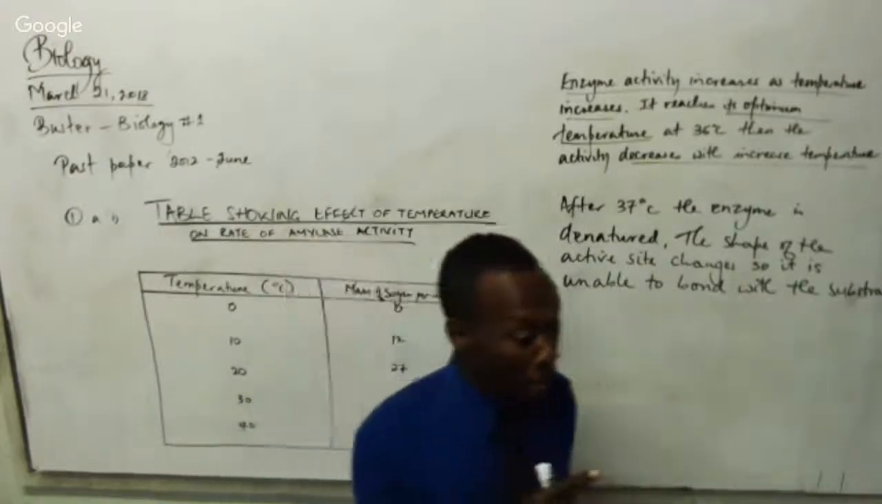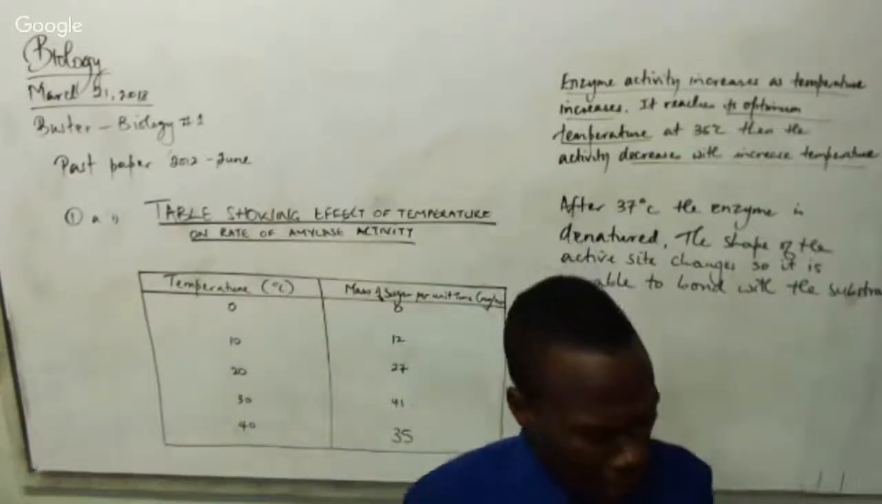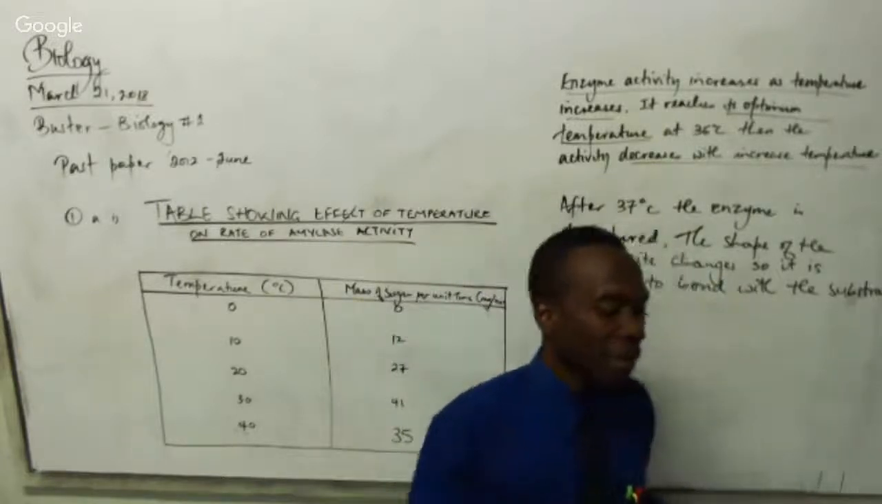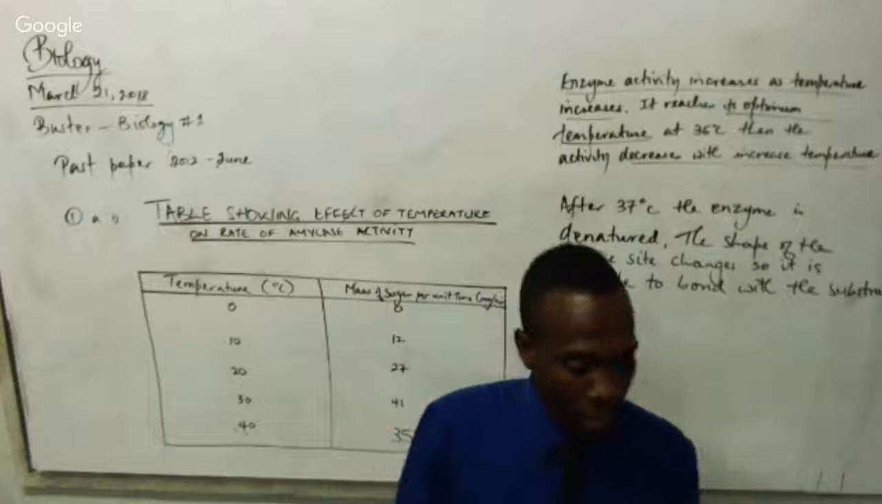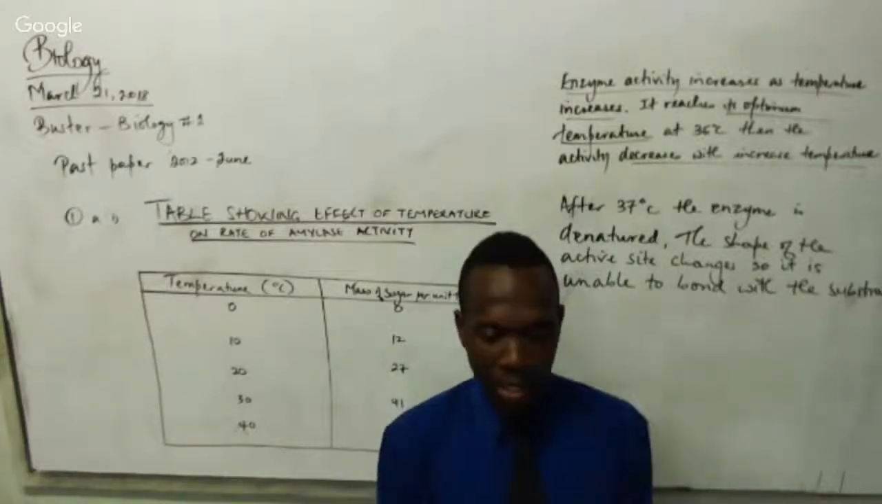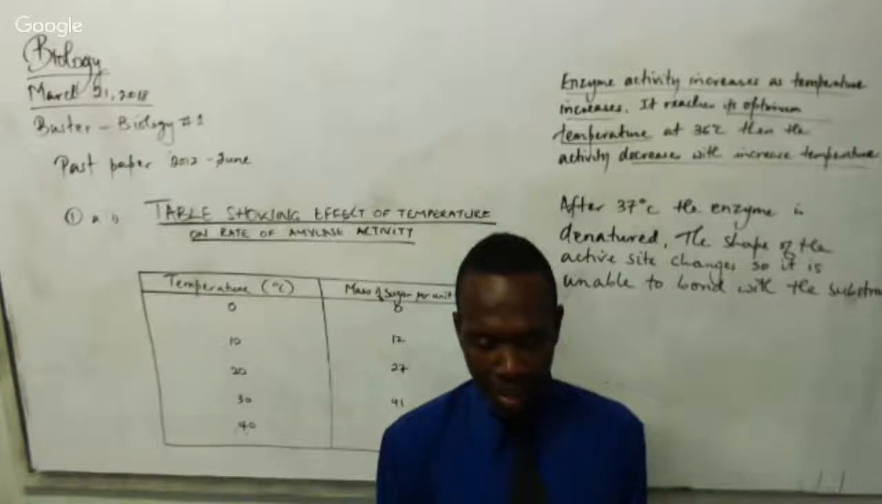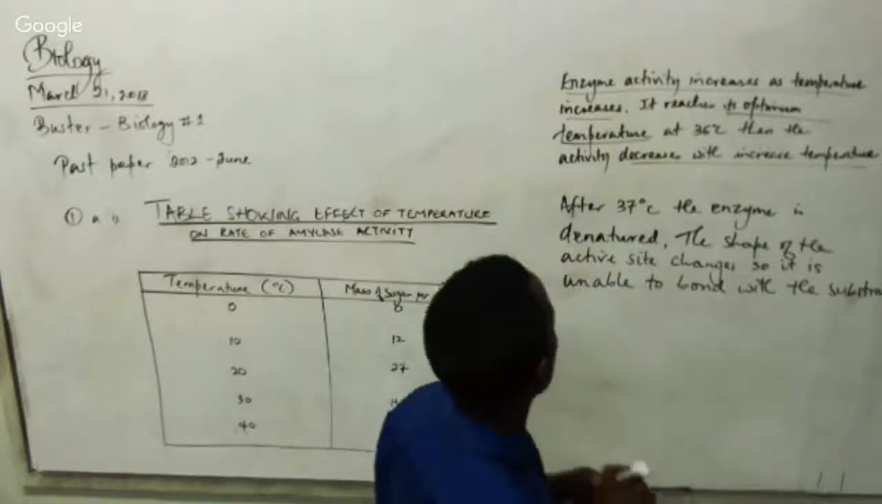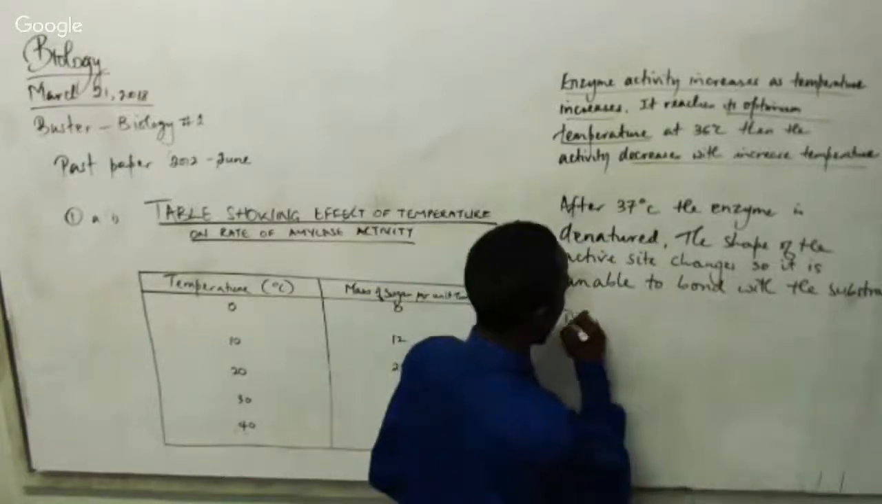So if you remember, that is a catalase experiment you did, right? It's a little bit different from that. In that, catalase works best at what temperature? You tested the temperature, not pH. Alright, so this is what you would do for your experiment.